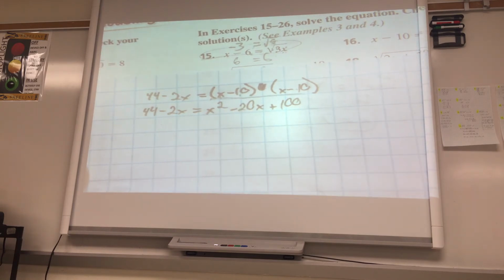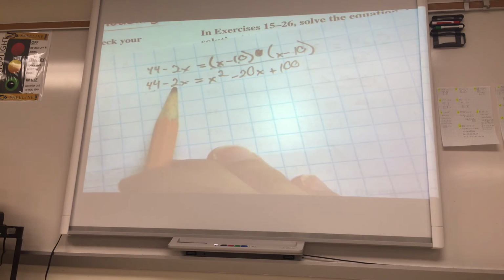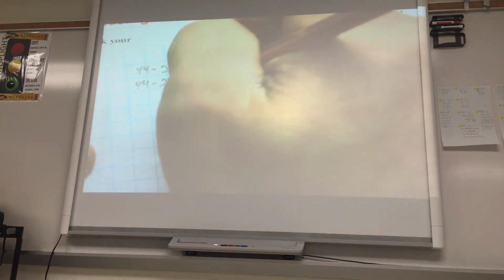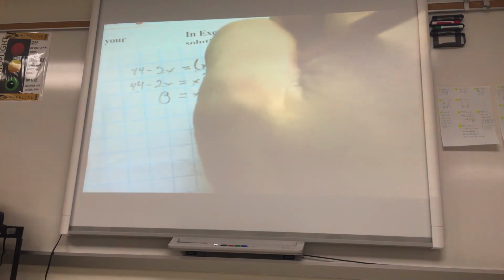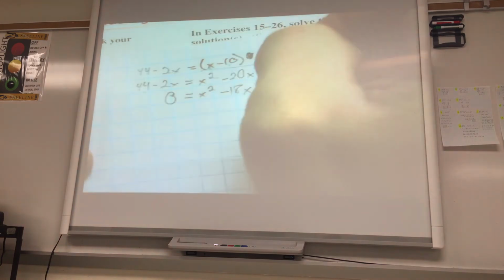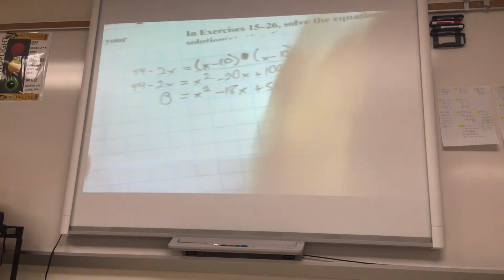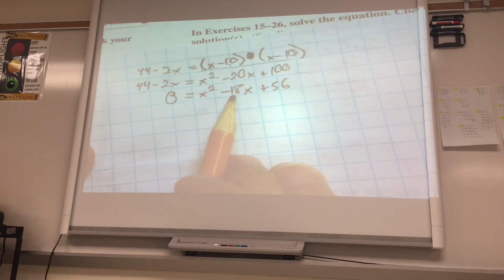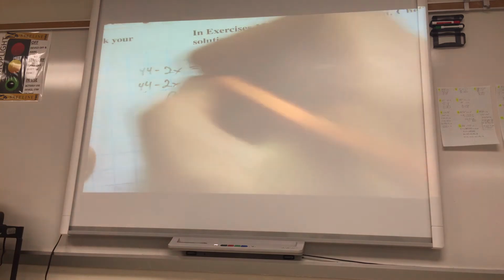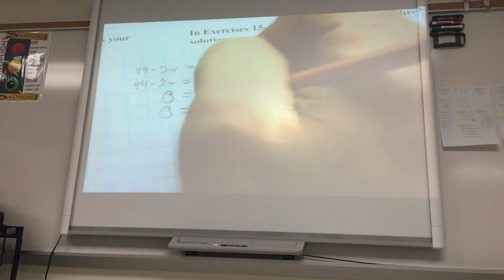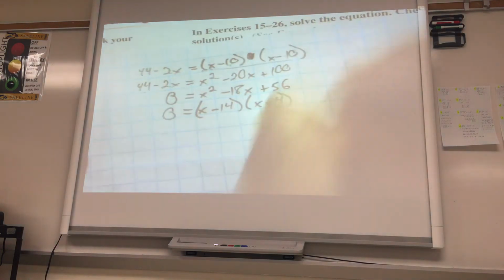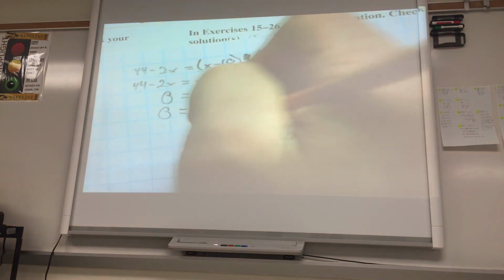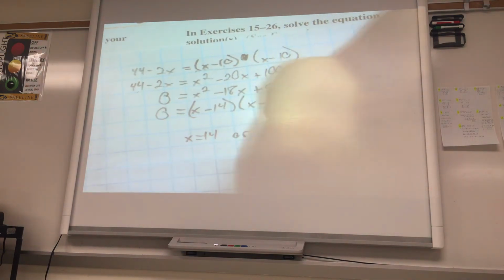All right, so I'm going to subtract 44 from each side, and I'm going to add 2x so I can set it equal to 0. In doing so, I end up with x squared. So add 2x, that's minus 18x. Subtract 44, that's going to be plus 56. Factors of 56 that add up to negative 18, that would be negative 14 and negative 4, I believe. So 0 equals (x minus 14)(x minus 4). Okay, so my answers, x equals 14 or x equals 4.